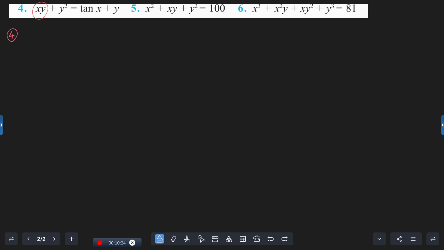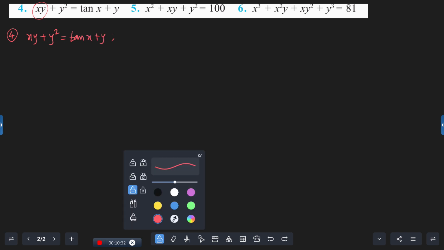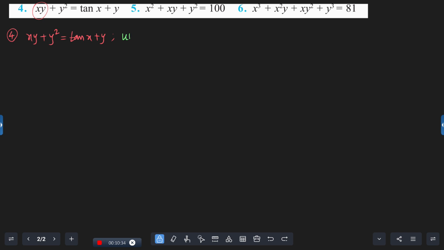First I am writing the fourth question. X into y plus y square is equal to tan of x plus y. Here the UV derivative formula: UV whole dash is equal to u dash v plus u v dash.